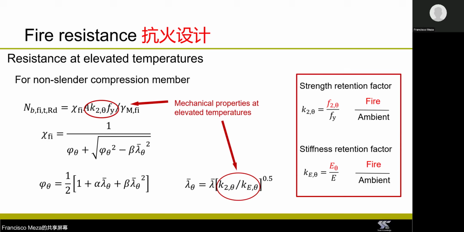Now, these retention factors have been determined from tests, and there has been a lot of work recently in Europe to determine these retention factors for stainless steel.